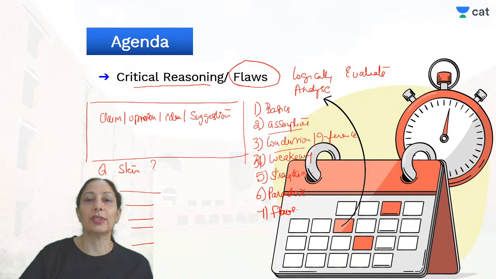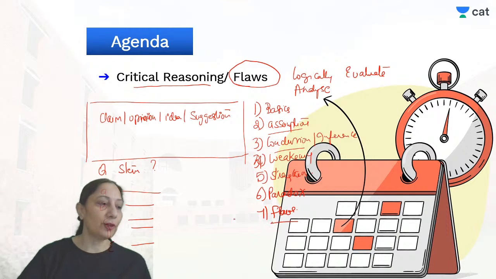What is the meaning of assumption? How is it different from conclusion? How do I approach questions on weakening and strengthening? How do I approach a paradox? How is a paradox different in reading comprehension? And how is it different in critical reasoning? And what do I mean by a flaw?